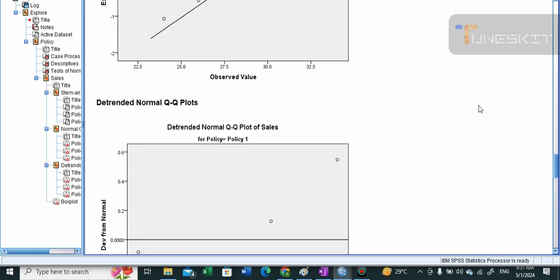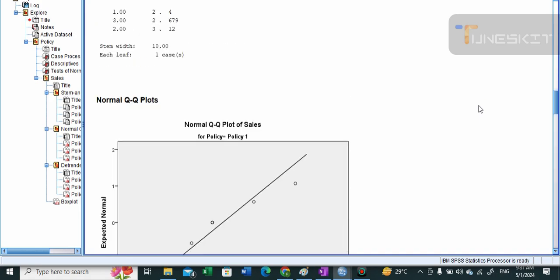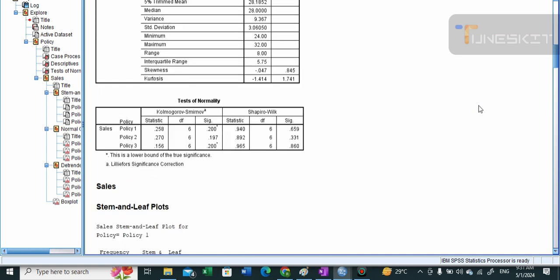Similarly, we can go and check for normality as well. We have performed the normality test already, and we can see the significance associated with each policy, whether it is the Kolmogorov-Smirnov or Shapiro-Wilk test. In both cases, all the datasets, all the policies qualify the normality tests. So we can comfortably go for a parametric analysis of variance. We need not go for a non-parametric test.